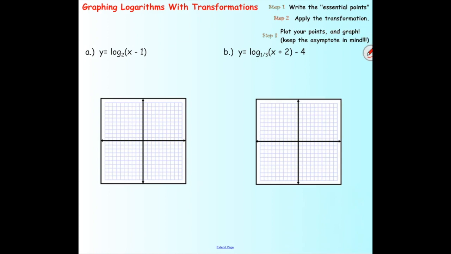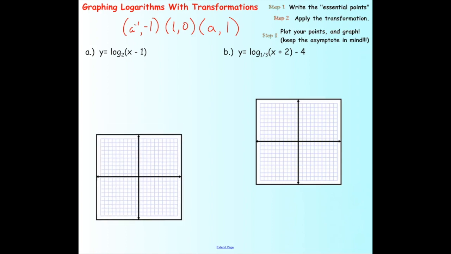So, here we go. Again, I've got the 3 points there. You always want to start with your essential points. And what are those essential points again? A inverse, so what's that? -1, right? And then 1, 0. And then A, 1. Got it. A1, just like the steak sauce. Yeah. Let me move these down here a little bit.